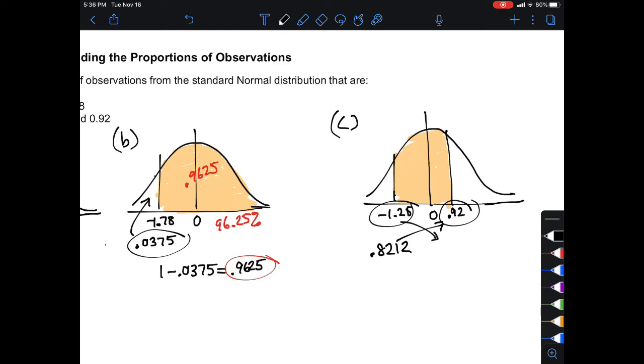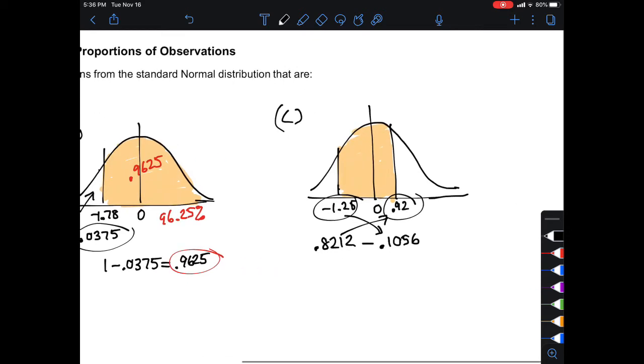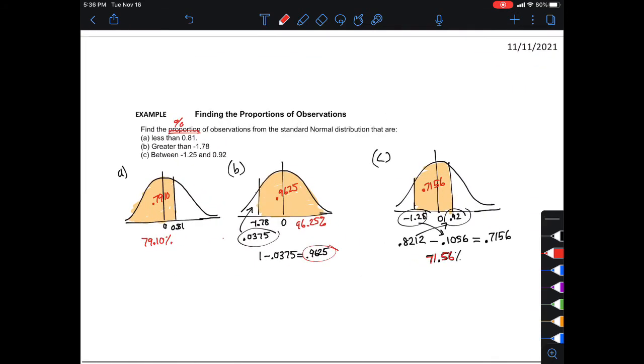And then this z-score is 0.1056. I did this on purpose in this order because I'm going to subtract, and the smaller one should be subtracted from the larger one so we don't get a negative number, because area can't be negative. And so 0.7156. And so therefore 71.56 if you wish to convert that to a percentage. 0.7156 is the area.